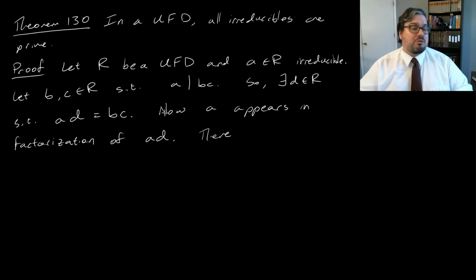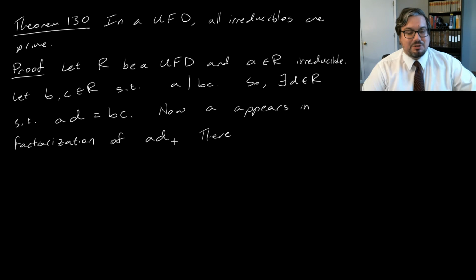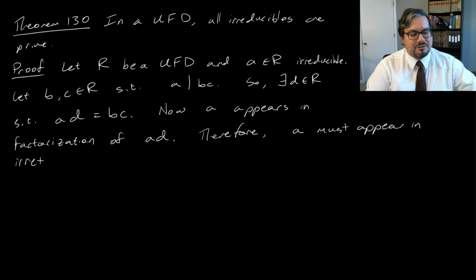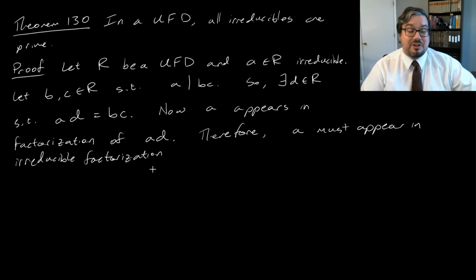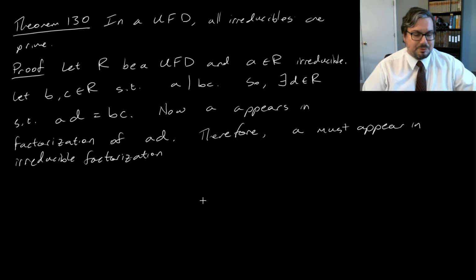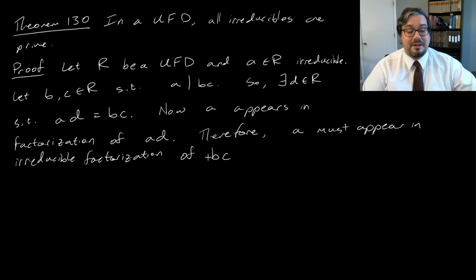D can be expressed as some product of irreducibles, and therefore A times D is equal to A times that product of irreducibles, and therefore A appears in the irreducible factorization of AD. Therefore, that means that A must appear in the irreducible factorization, by irreducible factorization, I mean the factorization into irreducibles, of the product BC.